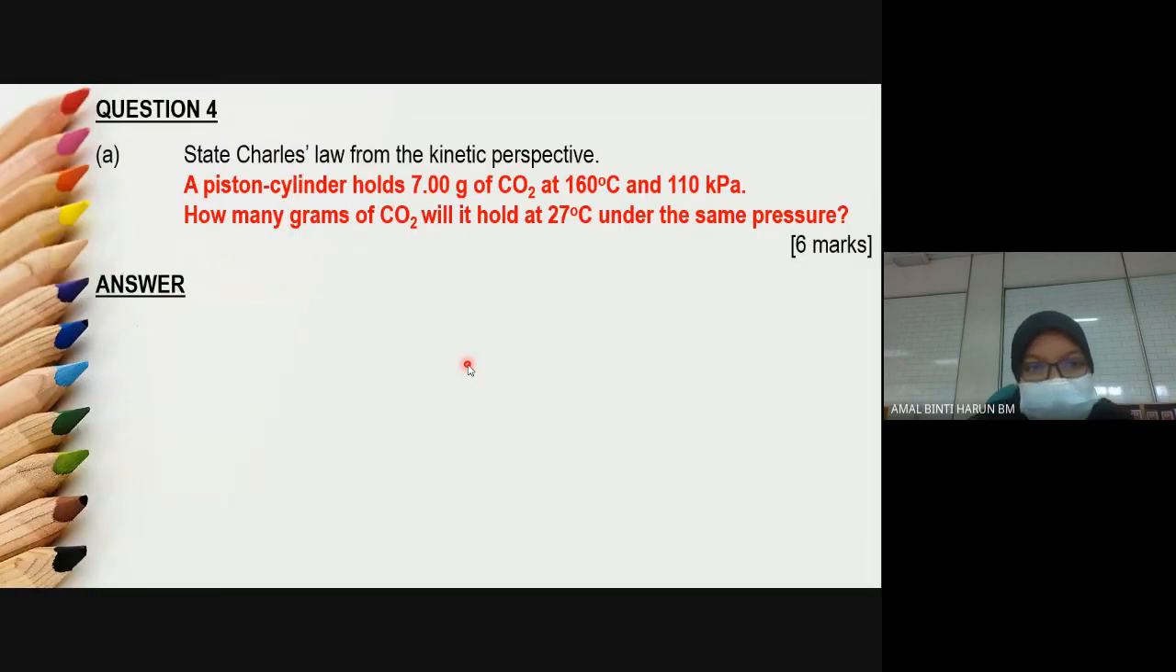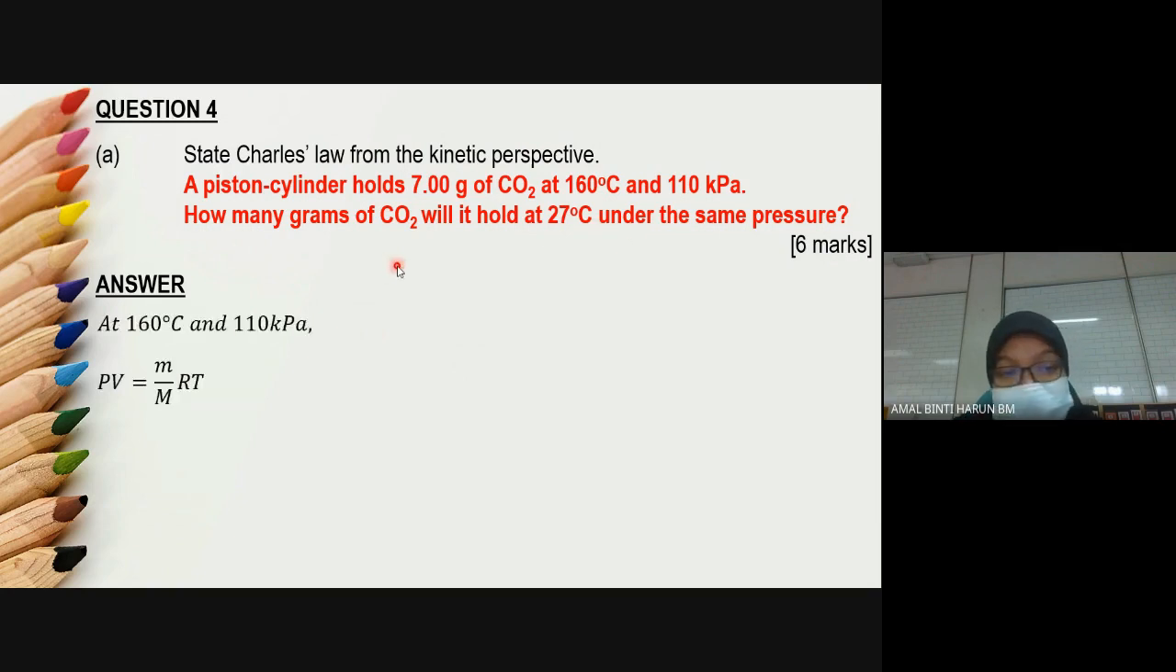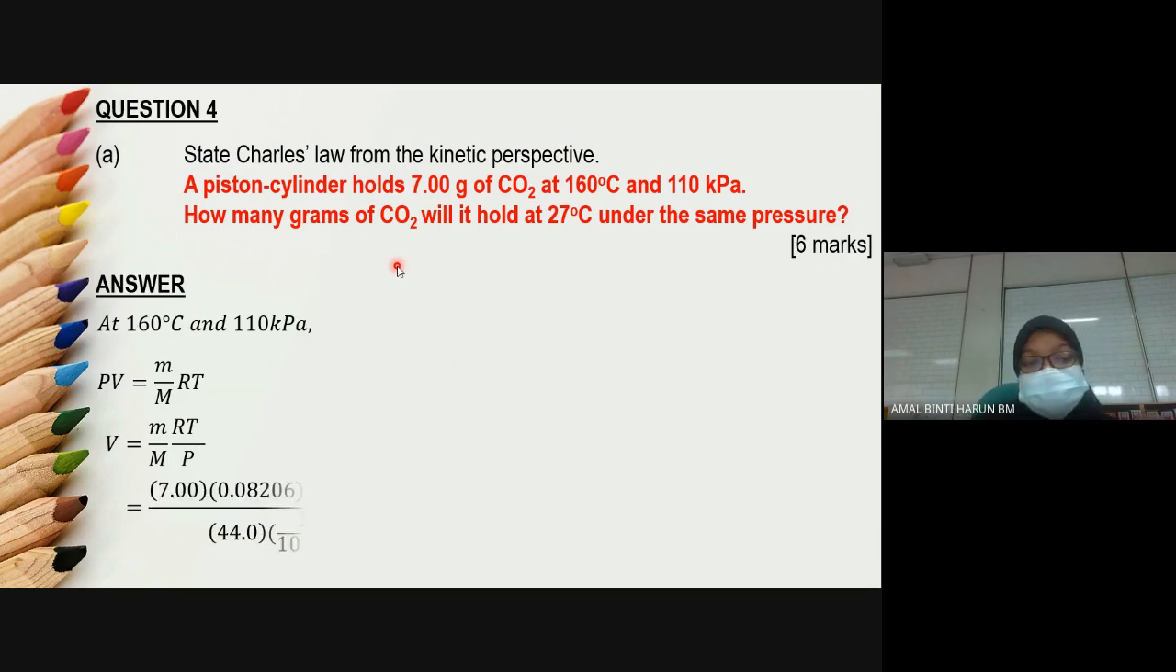Next is a piston of the cylinder that holds 7 grams of CO2 at 160 degrees Celsius and 110 kilopascal. How many grams of CO2 will it hold at 27 degrees Celsius under the same pressure? So now we use the formula PV equals nRT, and then you adjust the molar mass.